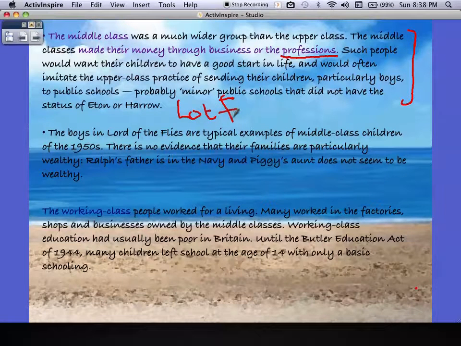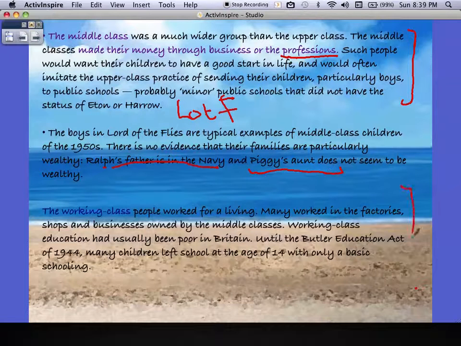They're a private boarding school, but their families were either professional or they owned businesses. They weren't the wealthy of England. If you look closely in the first chapter, you find out that Ralph's dad is in the Navy, which would be a profession. And Piggy, we're not sure of. His parents are dead and he lives with his aunt, but there doesn't seem to be a lot of money there. But they're very clearly middle class.